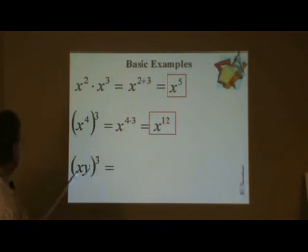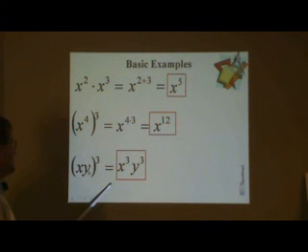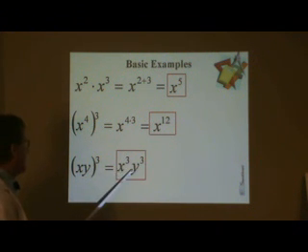Here is xy to the third power. We would distribute the 3 among the x and the y in this situation. So we get x to the third times y to the third.